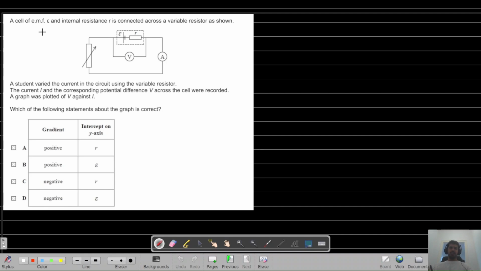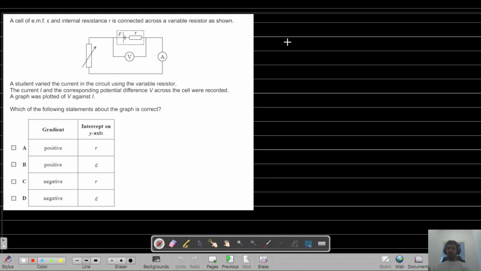The question is, a cell of EMF E and internal resistance r is connected across a variable resistor as shown. A student varied the current in the circuit using the variable resistor. The current I and corresponding potential difference V across the cell were recorded. A graph was plotted of V, that is potential, against current I. Which of the following statements about the graph is correct? Without looking at these options first, we will just write the equation that we derived last time.